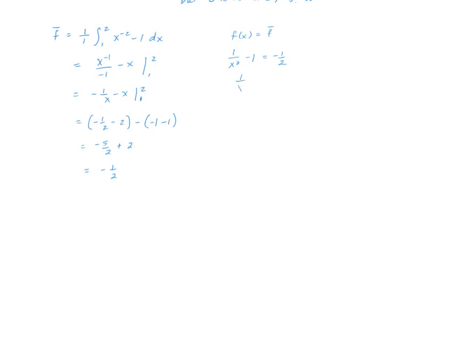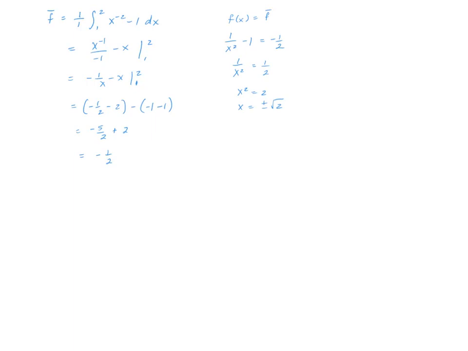Adding 1 to both sides, I have 1 over x squared is equal to positive 1/2, which tells me that x squared is equal to 2. Square rooting both sides, I get plus or minus the square root of 2. But remember, I'm only trying to find x values that are in the interval from 1 to 2. So I would choose x equal to the square root of 2. The negative square root of 2 is not in my interval.